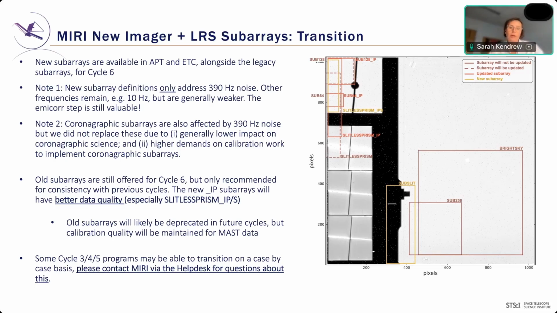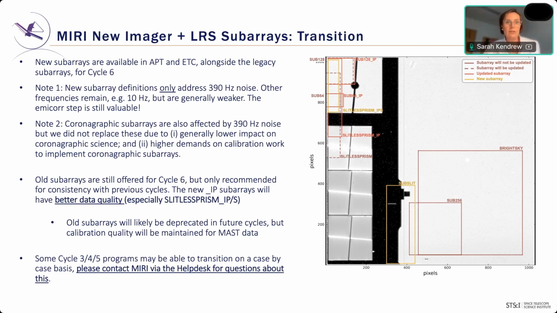So the trade-off of resources required and benefit was a little different, and so we decided to leave those as they are. Some cycle 3, 4, 5 programs that have not yet been executed may also be able to transition as we get calibration data and have confidence that everything is working well and are able to produce new calibration reference files. But we will be looking at that on a case-by-case basis. If you're in that situation, please do contact us via the help desk, and we will look into that for you. But for cycle 6, they will be available.